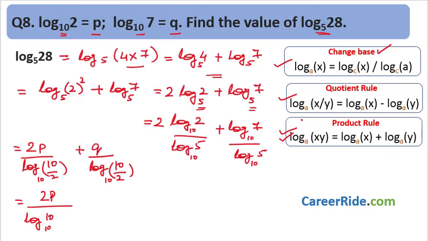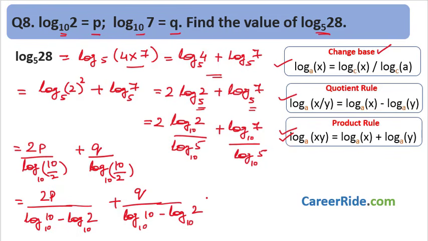Take a look at the quotient rule here. It says log x upon y is equal to log x minus log y, provided their bases are the same. So we have the same base here. Again, coming back to the question, we have the same base here, 10, right? So log 10 to the base 10 minus log 2 to the base 10, right? This is my first part, plus q upon log 10 to the base 10 minus log 2 to the base 10.